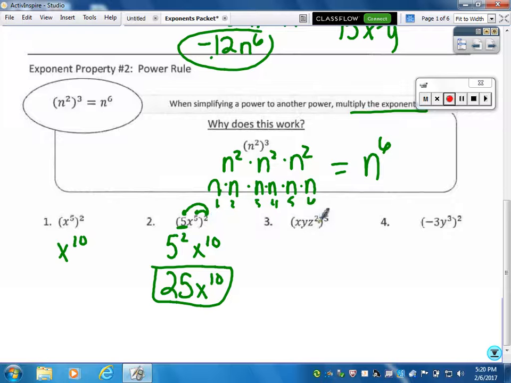Alright, I got another one right here. Now remember, the exponent only goes to the thing in front of it. So this squared only goes to z. There's a 1 on my y and a 1 on my x. So I've got to give out this fifth to everything. So 1 times 5 is x to the 5th. 1 times 5, y to the 5th. 2 times 5, z to the 10th. So make sure that fifth power gets to everything in those parentheses.